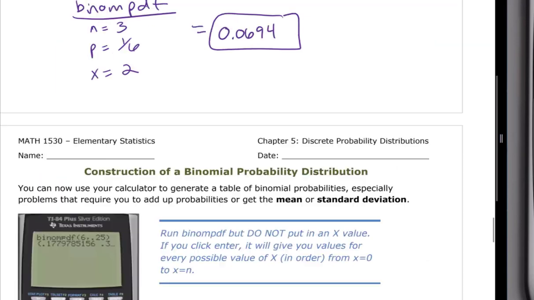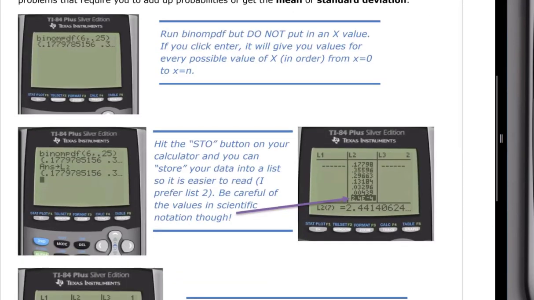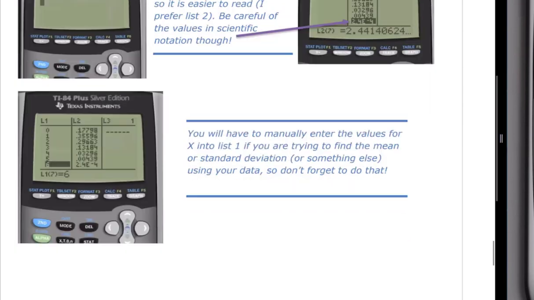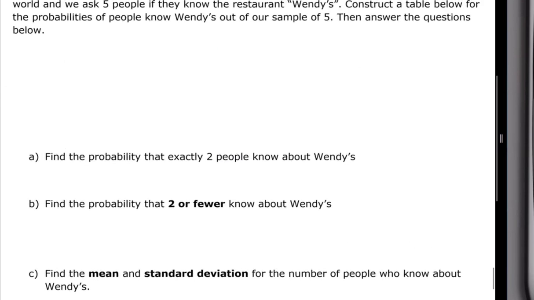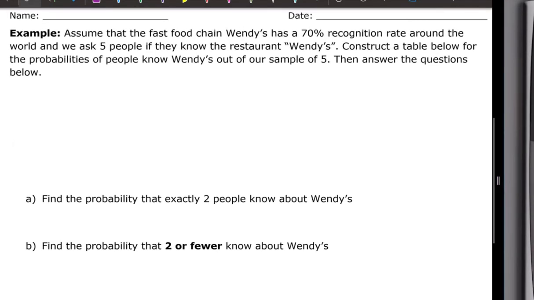Now we want to use, of course, the calculator to make binomial probability distributions. Let's go down here to a problem where we have to do this, or where it will be helpful. Let's assume the fast food chain Wendy's has a 70% recognition rate around the world, and we're going to ask 5 people if they know about Wendy's. Construct a table for the probabilities of people that know Wendy's out of our sample of 5, and then answer the questions that follow. So on this problem right here, we're going to let X be, of course, the number that know Wendy's.